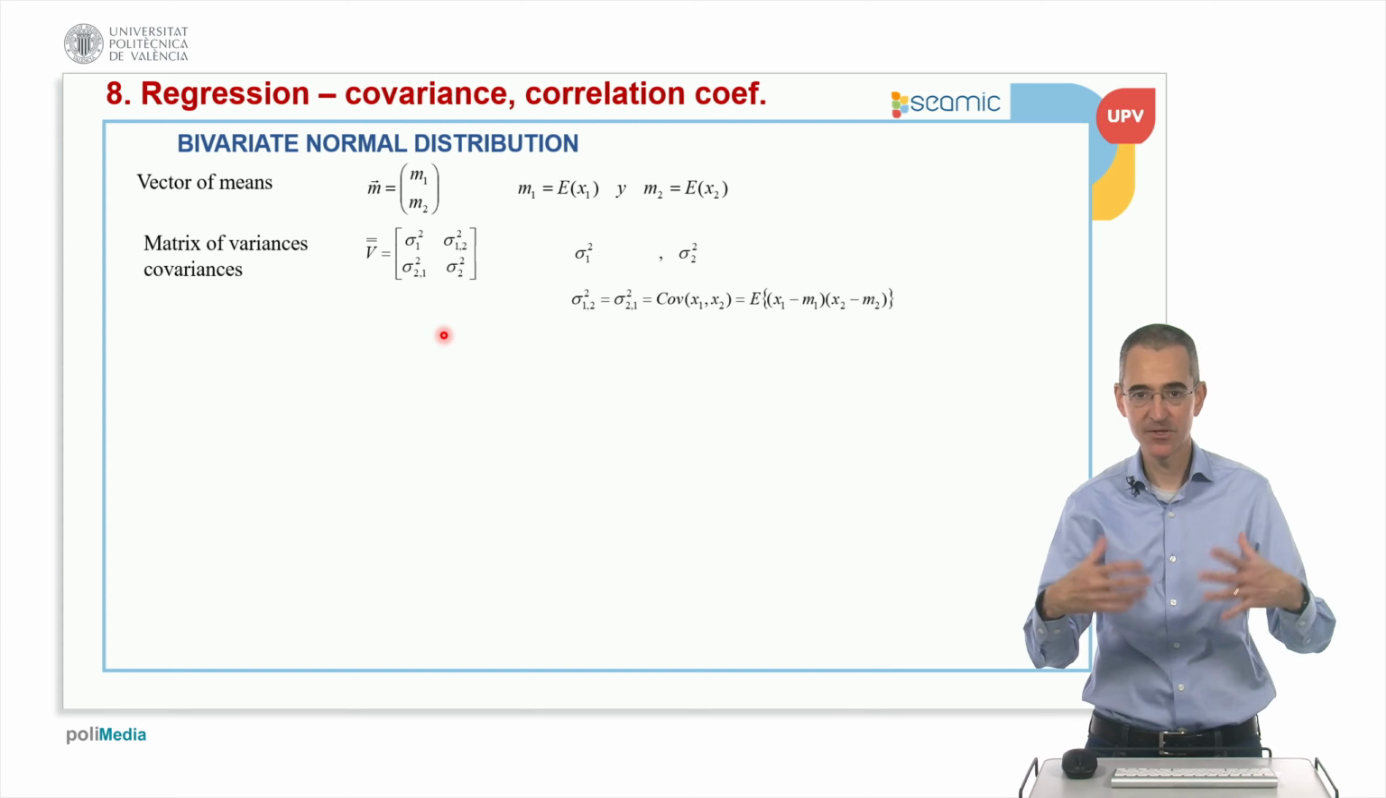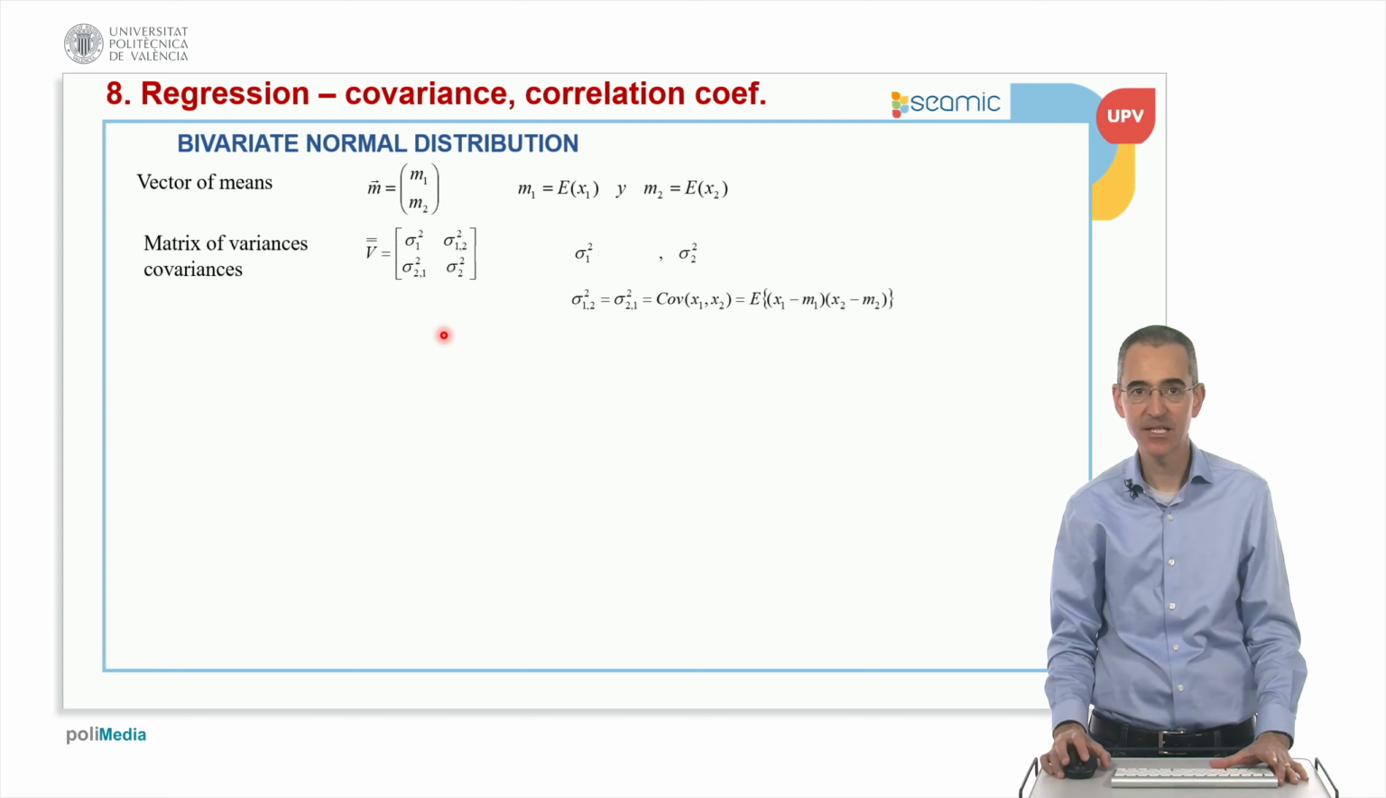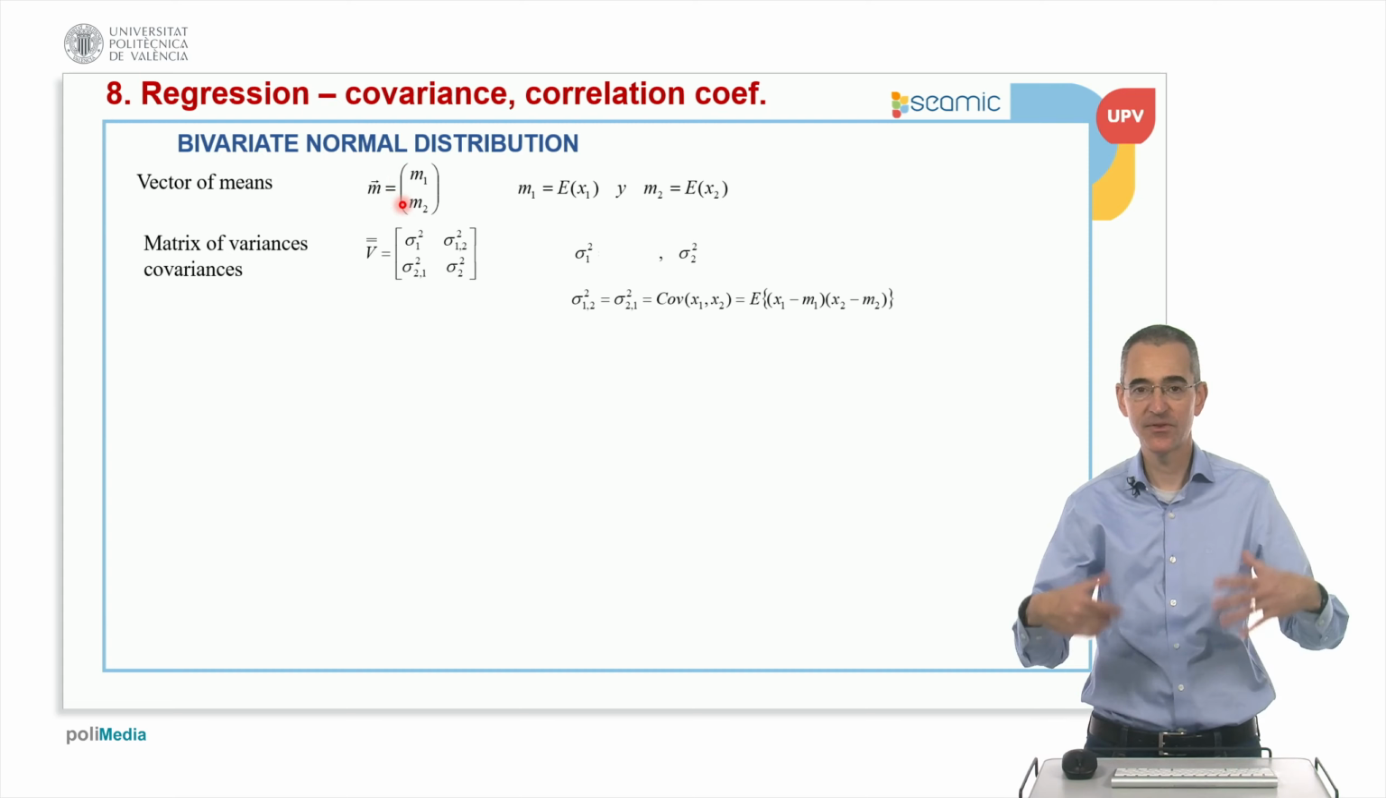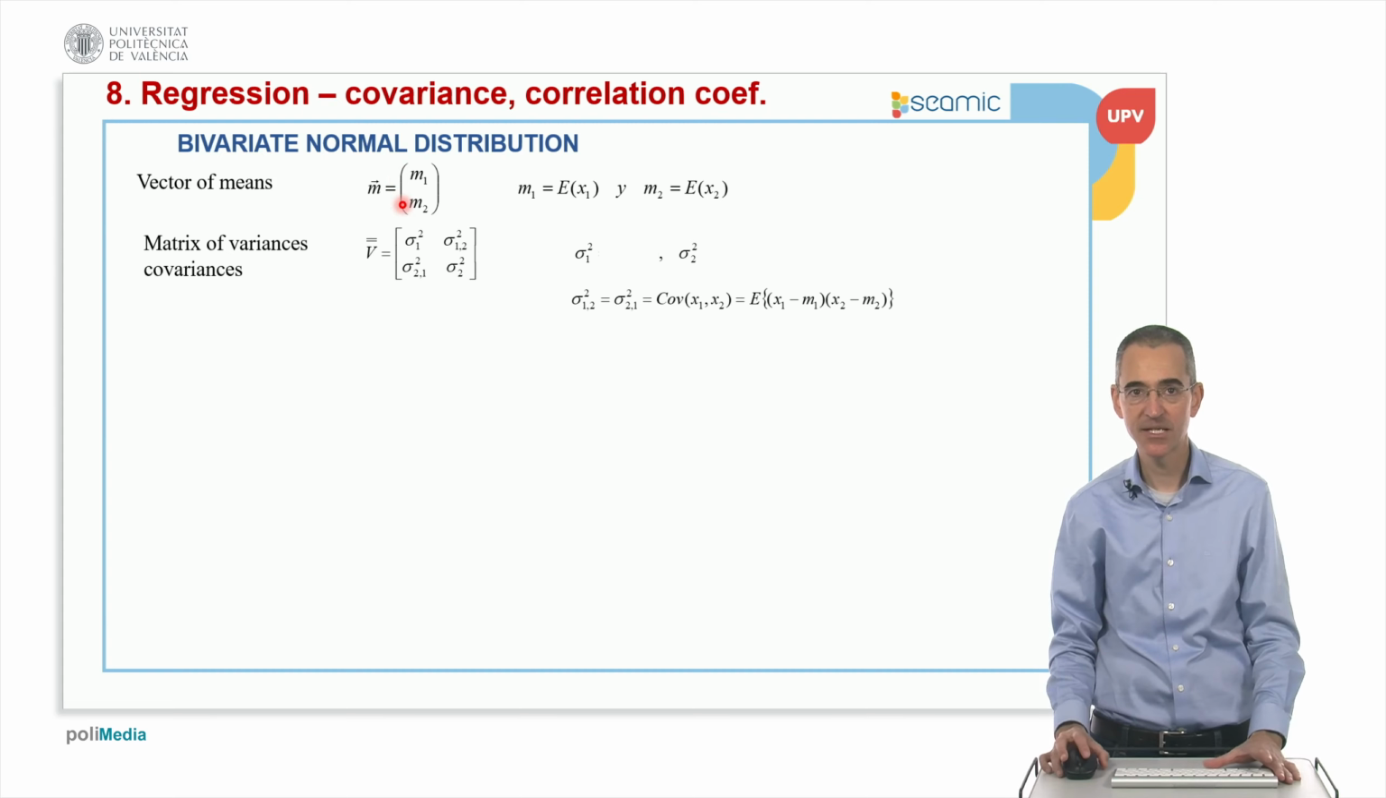So how many parameters do we need to define this kind of model? Well, we need a vector of means. So we need the average of x, the average of y, or the average of the first variable and the average of the second variable.